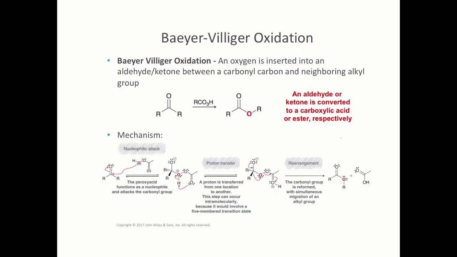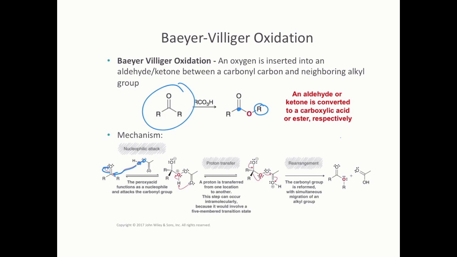The final reaction is the Baeyer-Villiger oxidation. In this, you take a ketone or an aldehyde and you insert an oxygen between the carbonyl carbon and the neighboring alkyl group. And here is the mechanism. So we're going to use a peroxy acid, which has an oxygen-oxygen single bond. So that oxygen attacks the carbonyl carbon, breaking the pi bond.